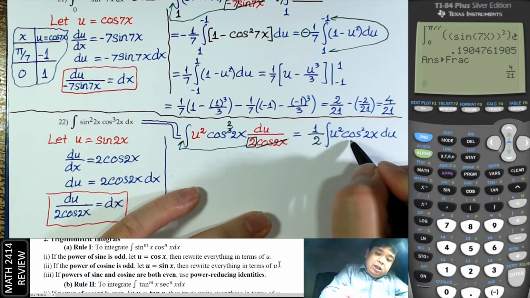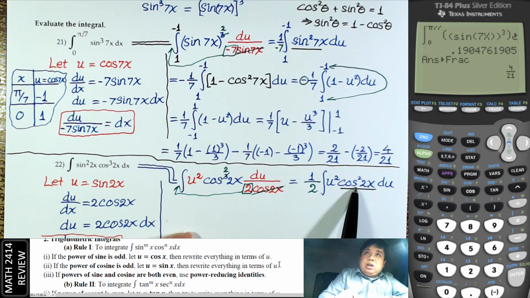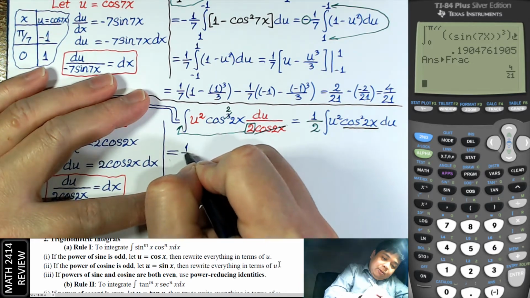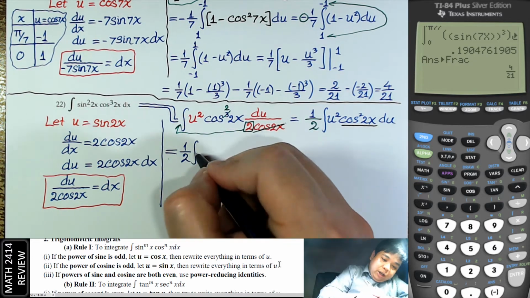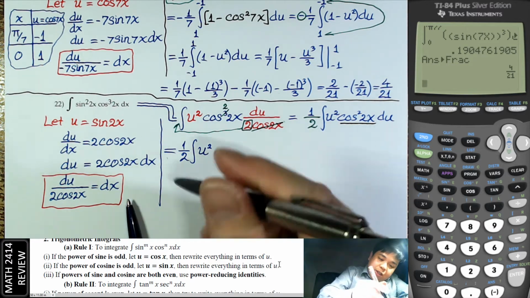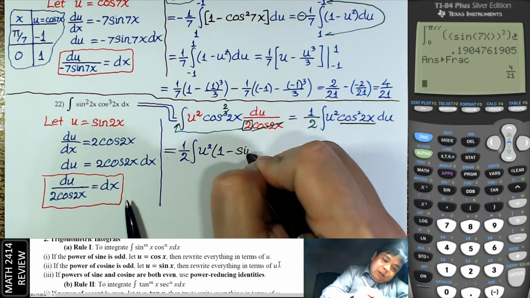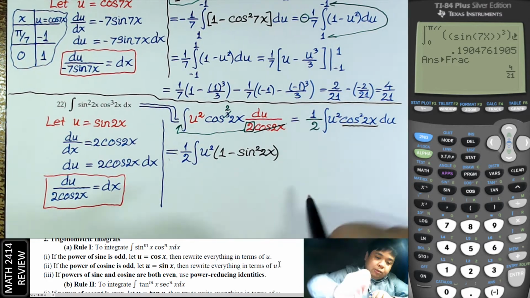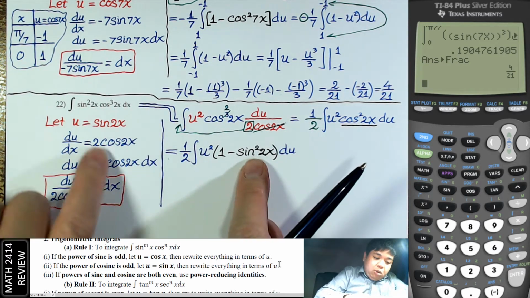Next we use the Pythagorean identity. Cosine square plus sine square is 1. So cosine square is 1 minus sine square. This is u square. This is 1 minus sine square.